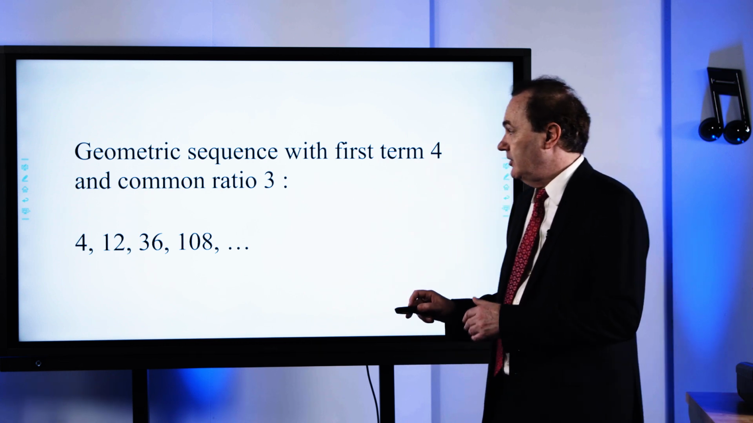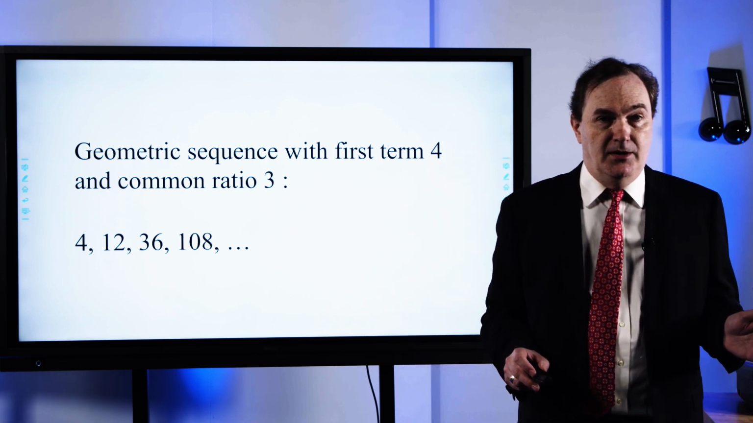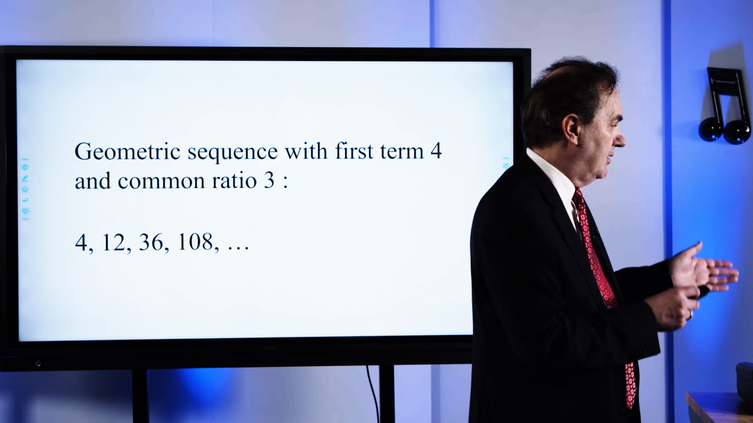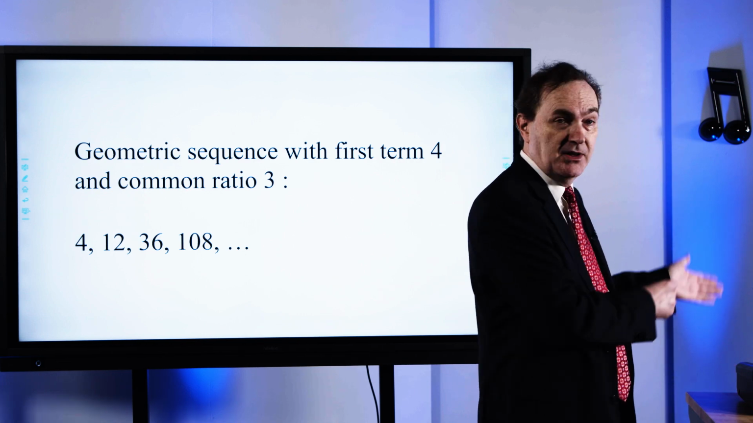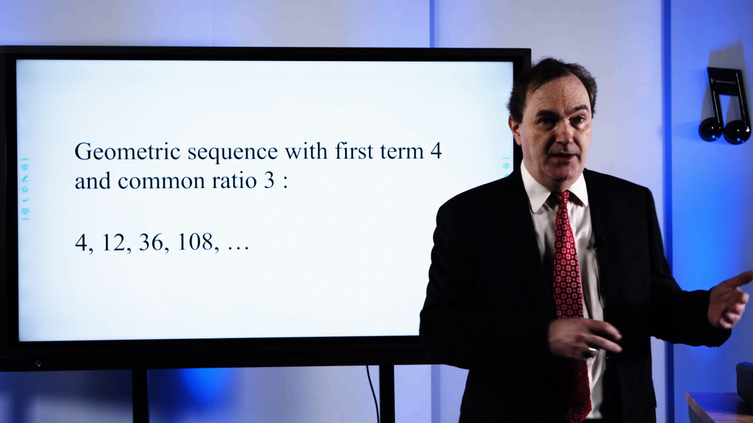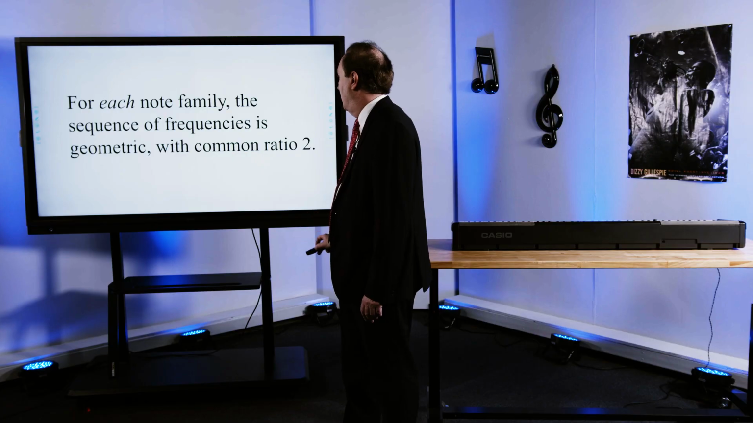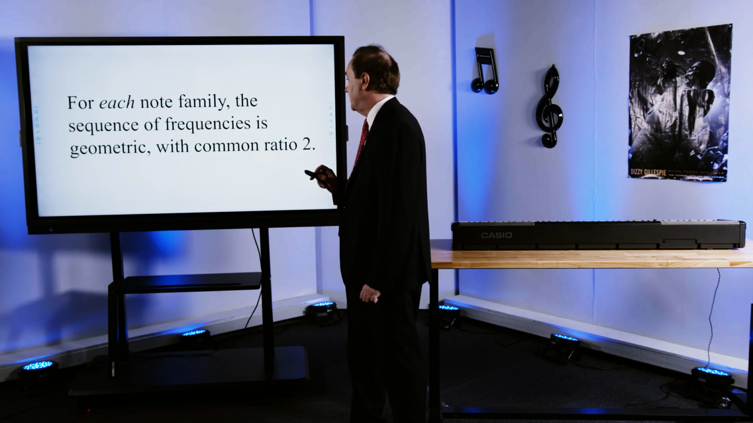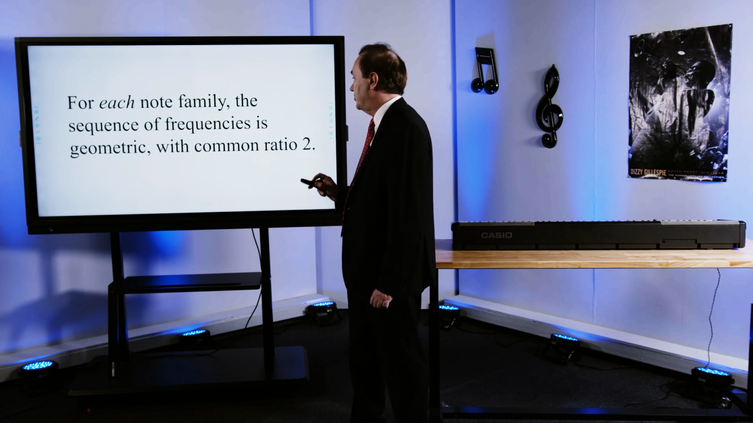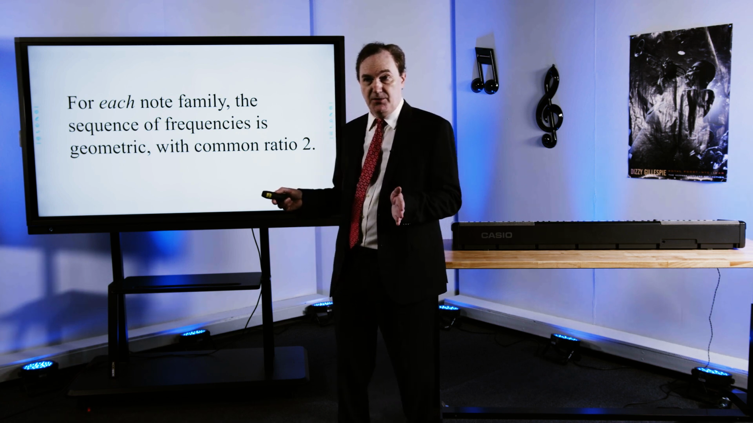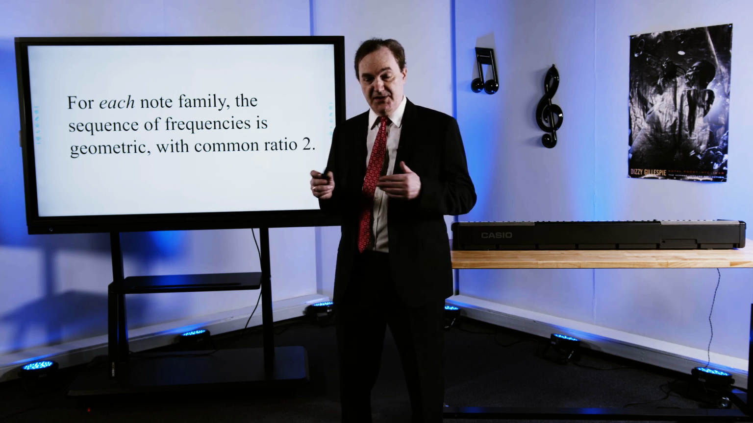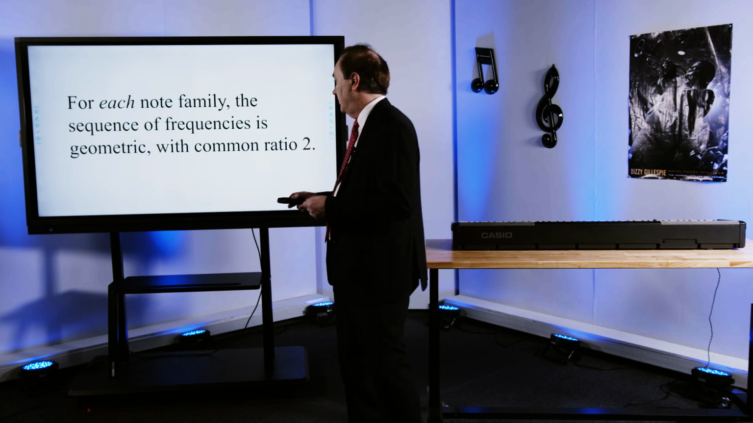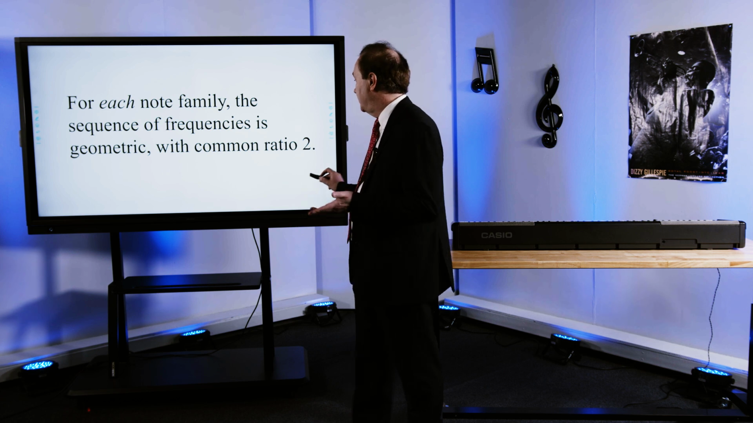Now, in theory, a geometric sequence can go on forever. But in our case, we're going to have a finite sequence because there's a limited number of notes on the keyboard. So for each note family, the sequence of frequencies is geometric with a common ratio of 2. We already saw the sequence for the A family. That would be the same for each family. It would be geometric with that same ratio of 2.